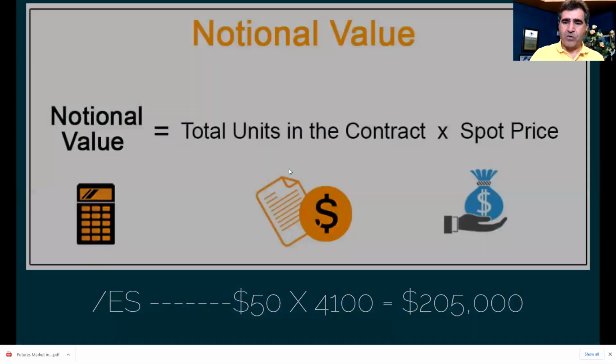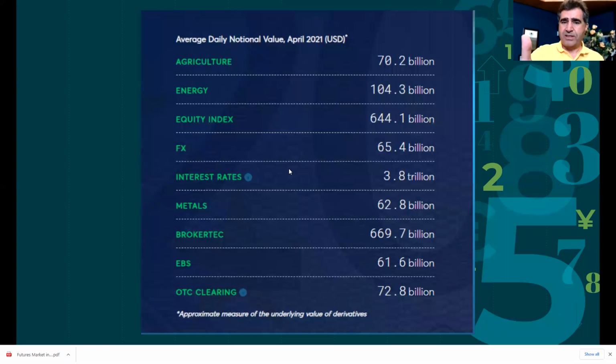This tells you how important this is, as of April 2021, last month. It tells you how much notional value is traded on a daily basis. Agriculture is about $70 billion, energy is 104, equity indexes are 644 billion, FX is 65 billion, and interest rates are $3.8 trillion. That's why it's so important to know the value of the interest rate futures.